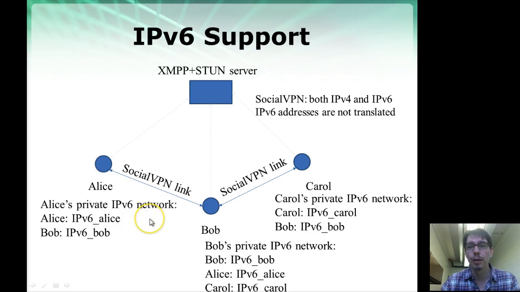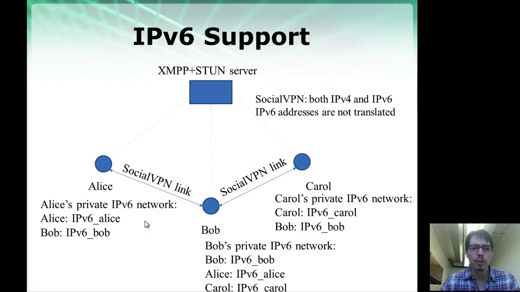network. So if you're developing a new application, not reusing an existing application based on IPv4, if that application is based on IPv6, then Social VPN works really nicely because there's not even that internal NAT anymore. Addresses are uniquely bound to every user. So the same address that Alice is using to communicate with Bob is the same address that Carol is using to communicate with Bob.